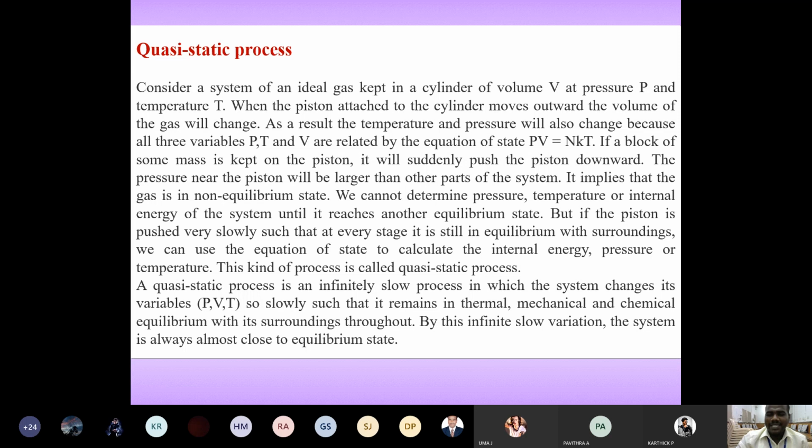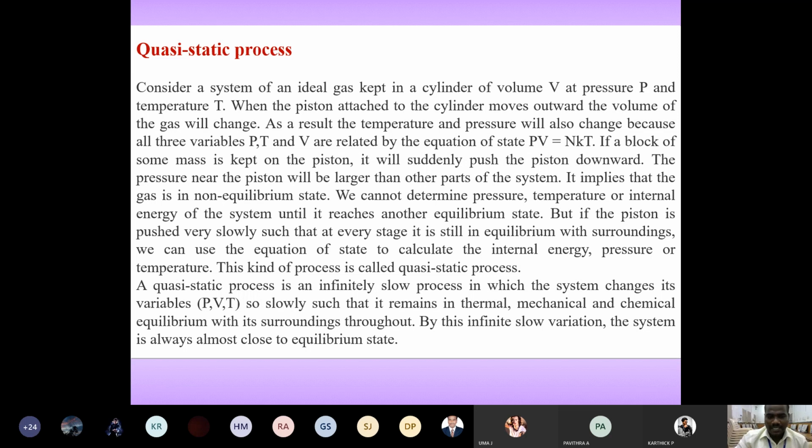So you know what is impact? Impact is a sudden force applied to the system, right? Assume like that. A non-equilibrium state is an immediate transfer of the forces. An equilibrium state is a dead slow process. So this process is a quasi-static process, right?